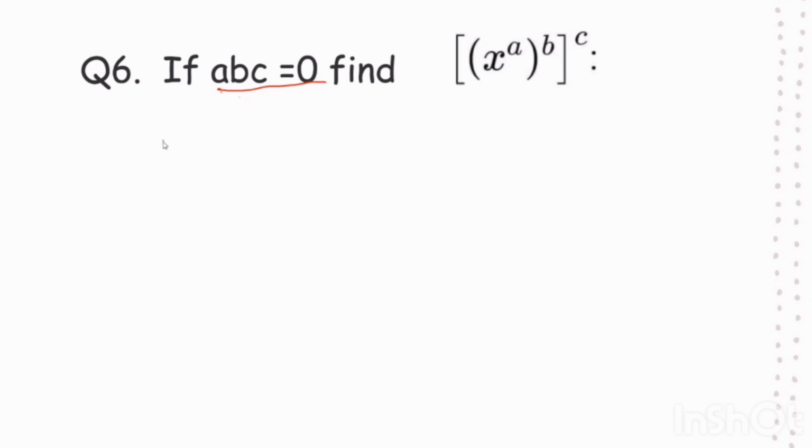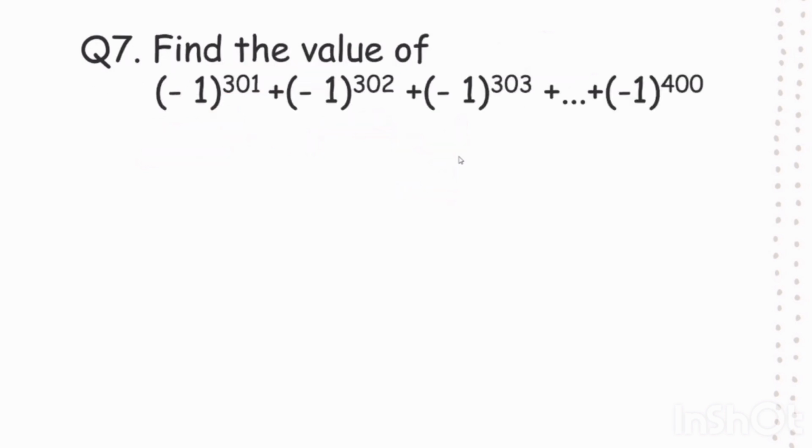So let us write the expression x raised to the power a, raised to the power b, and raised to the power c. This is also power of power, that means x raised to the power a into b into c. Already we have learned that if abc equals 0, as given, then x raised to the power 0 equals 1. Here if x is a non-zero number, then its power 0 is equal to 1. Already we have learned this one.